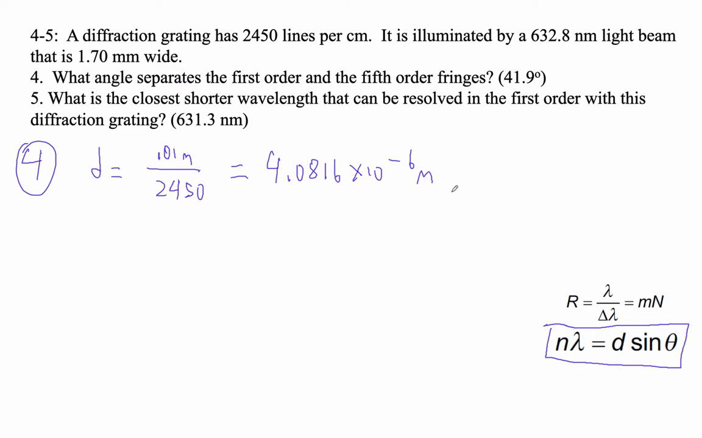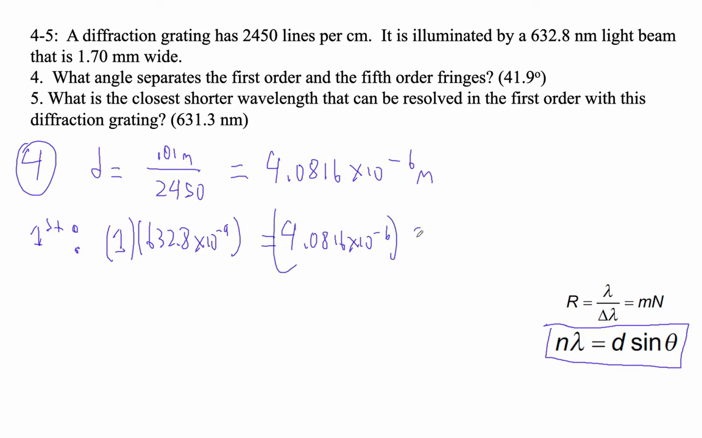Okay, let's see. What angle separates the first and fifth order fringes? So we've got to find 2 angles with this. Let's find the angle for the first order. Where n is 1, so we go 1 times 632.8 times 10 to the minus 9th equals d, which is 4.0816 times 10 to the minus 6th times sine of theta, right? So to find theta, it's going to be the inverse sine of this times this divided by this.